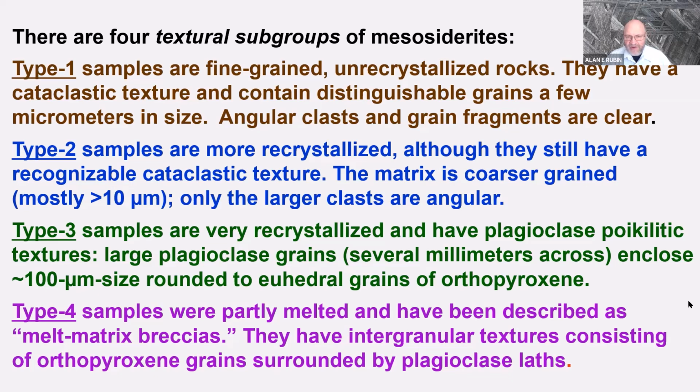The type 3 samples are very recrystallized. They have plagioclase poikilitic textures. They have large plagioclase grains, several millimeters in size. These enclose about 100 micron size, rounded to euhedral grains of orthopyroxene. The type 4 samples were partly melted and have been described as melt matrix breccias. They have intergranular textures consisting of orthopyroxene surrounded by plagioclase laths. It's very likely that going from type 1 to type 2 to type 3 to type 4, there's an increase in the amount of heating, probably due to impacts.